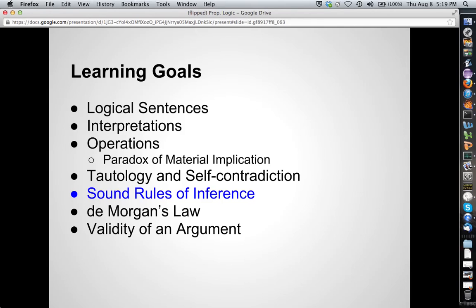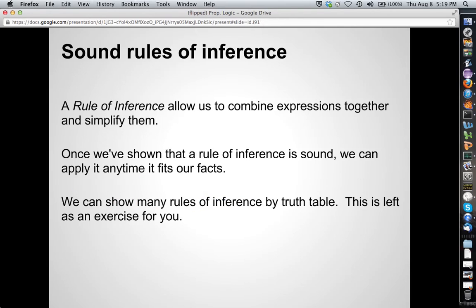So let's talk about some rules of inference. A rule of inference allows us to combine expressions together and to simplify them. What's great about this is once we've shown that a rule of inference is sound, we can apply it any time it fits our facts or sentences that we have at our disposal. We can actually show many of these rules of inference by truth table, but I'm going to leave this as an exercise for you. I'm not actually going to show all of that.